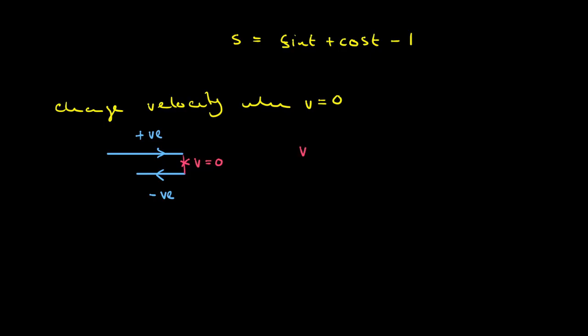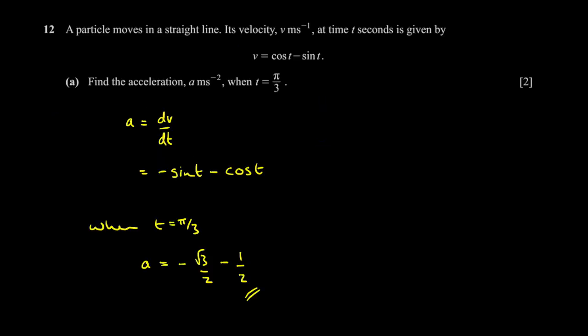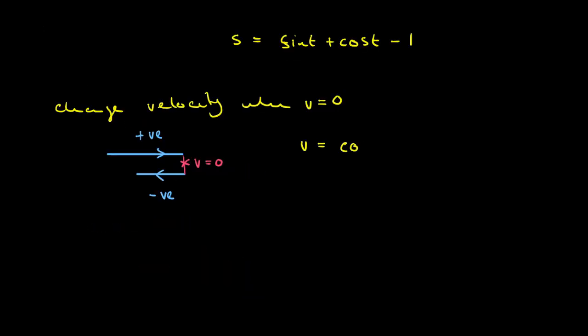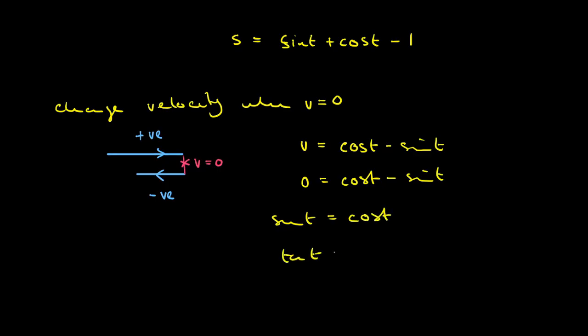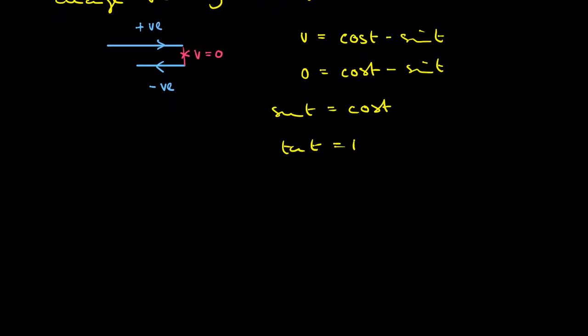So we know that v is equal to, what's it equal to? v is equal to cos t minus sine t. So we're going to set this equal to 0, which is the same thing as saying that sine t is equal to cos t. And that's the same thing as saying that tan t is equal to 1, right? Because we divide both sides by cos, and sine divided by cos is tan, and cos divided by cos is 1. And we can stick that into our calculator, and we'll get that t is equal to pi by 4, right? So at pi by 4 seconds, the particle changes direction.